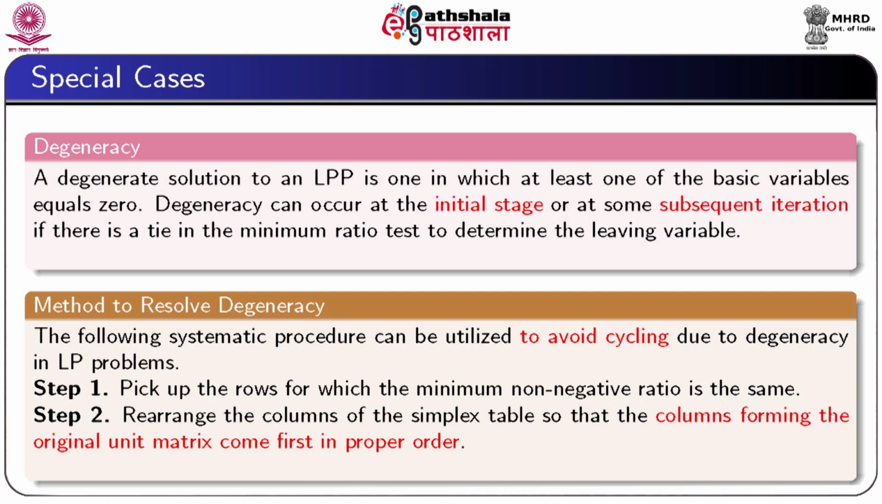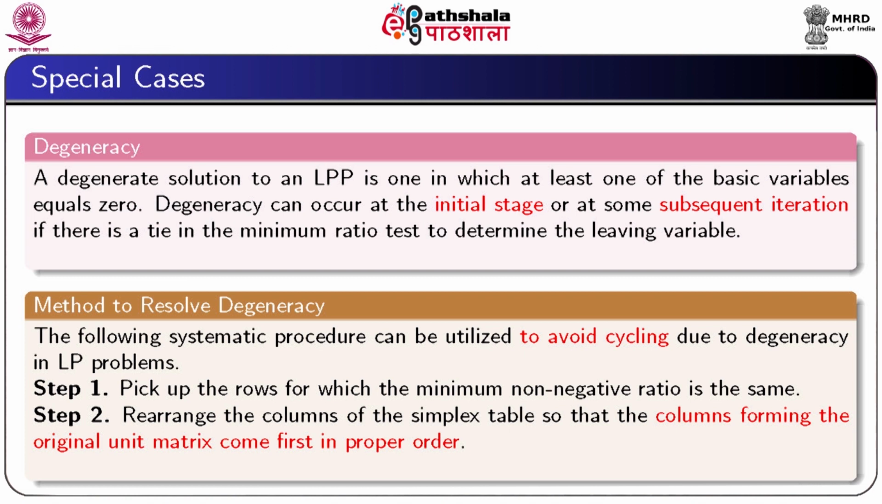So, let us start with the case of degeneracy in linear programming problem. Let us first define what is degeneracy in LPP. A degenerate solution to an LPP is one in which at least one of the basic variables equals 0. So, degeneracy can occur at the very beginning of the table, that is at the initial stage of simplex iterations, or at some subsequent iteration if there is a tie in the minimum ratio test to determine the leaving variable.